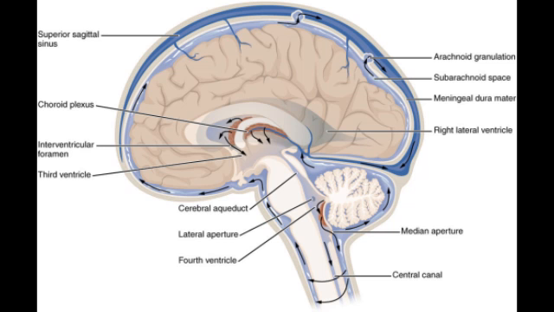The cerebral aqueduct between the third and fourth ventricles is very small, as are the foramina, which means that they can be easily blocked.